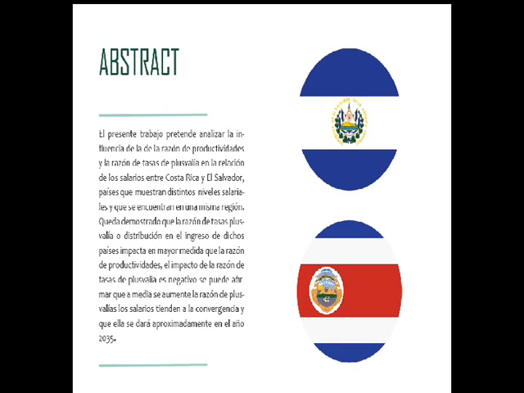This paper analyzes the influence of the rate of productivity and the ratio of surplus rate on the ratio of wages between Costa Rica and El Salvador, countries showing different wage levels that are in the same region. It is shown that the ratio of surplus, or income distribution, in these countries impacts more than the rate of productivity. The impact of the ratio of surplus value is negative. We can also say that, with an increasing ratio of surplus, wages will converge, and that this convergence will occur about the year 2035.